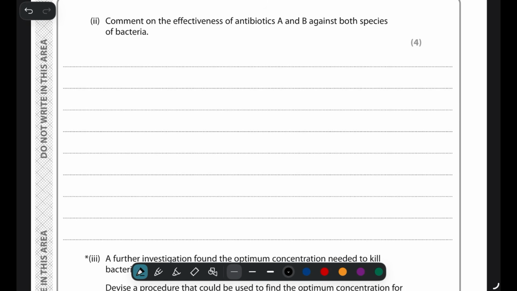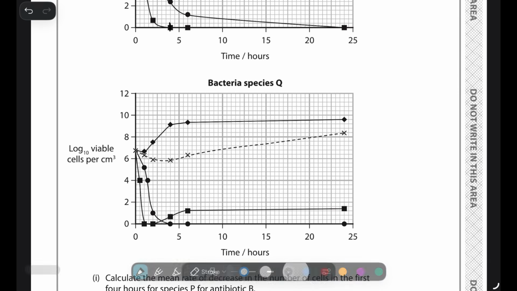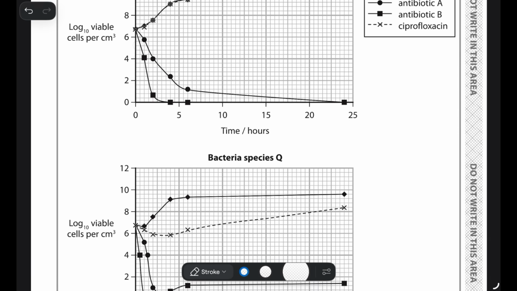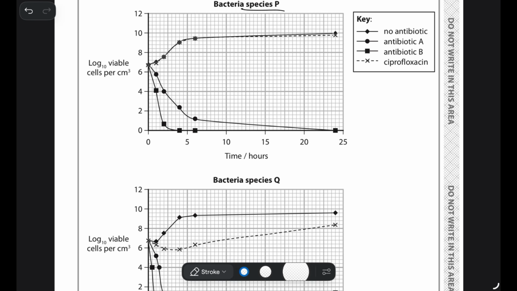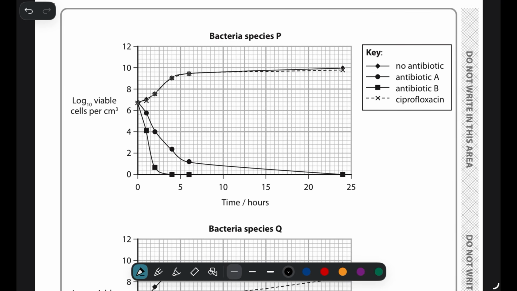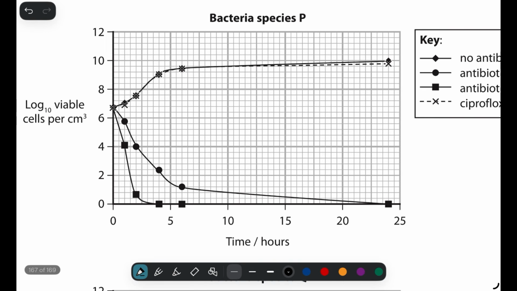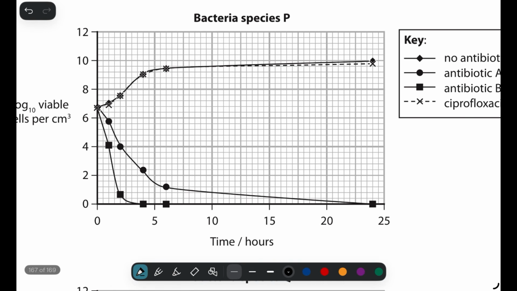Okay, so we're commenting on the effectiveness of antibiotics A and B against both species of bacteria. So I'm just going to rub off what I put here. When we're commenting on, we need to get all of our data together and then make a judgment. Well, for antibiotic P, I can see that in terms of eradicating the bacteria, antibiotic B has done a better job than A. So that's the first thing I'm going to say: antibiotic B is more effective against bacteria P.